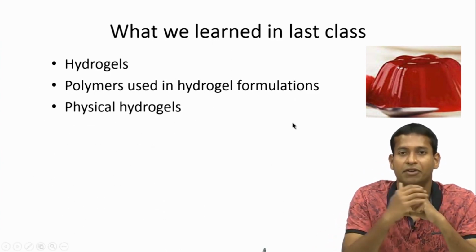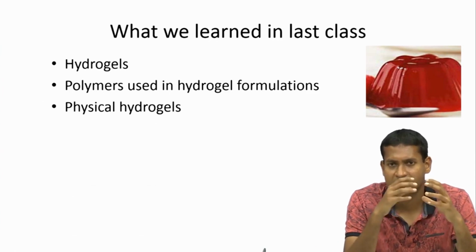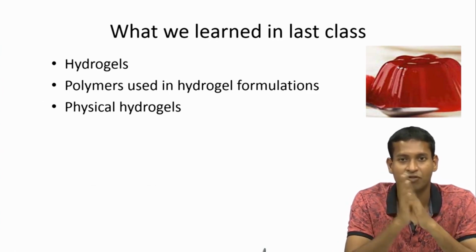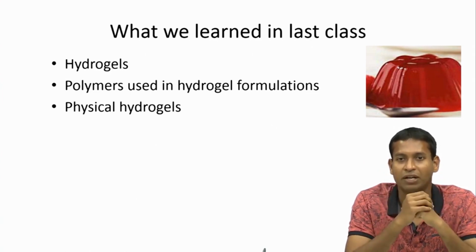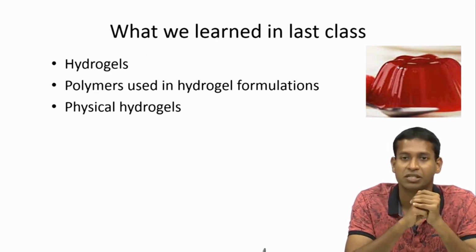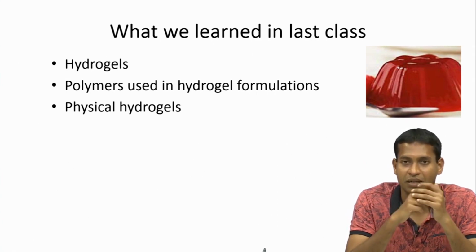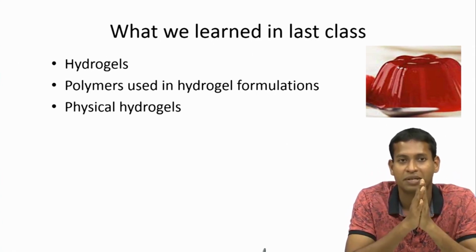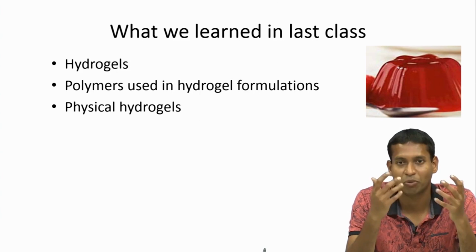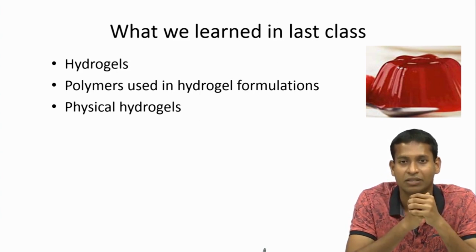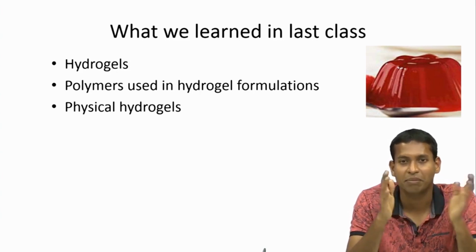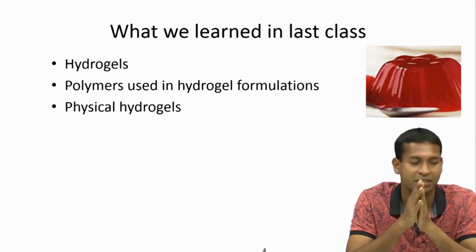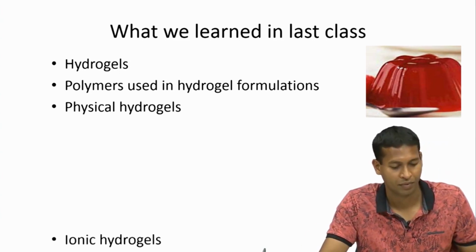Then we talked about physical hydrogels. What are physical hydrogels? These are gels which are formed by molecular entanglements of long chains. They may have some sort of van der Waals interactions between them or some ionic interactions. Some other interaction may also be present, they may have affinity if they are biomolecules and things like that. And so, they essentially form these entanglements and result in a hydrogel formation.